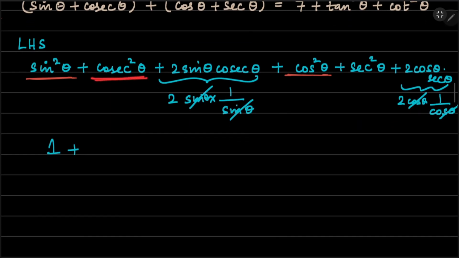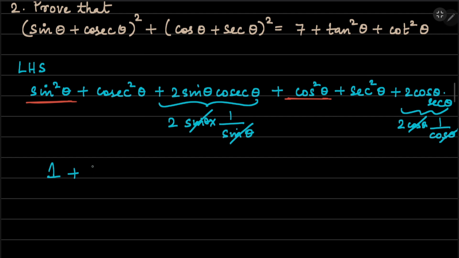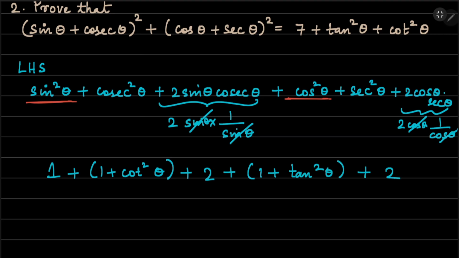So what is cosecant square equal to? It is 1 plus cot square theta, plus there is a 2 here, plus secant square, which is nothing but 1 plus tan square theta. Again, a plus 2 is left because cos into secant will get cancelled. Sine and cosecant will also get cancelled because they are reciprocal to each other. Now you can add all of these. 1 plus 1 is 2, 2 plus 2 is 4, plus 1 is 5, plus 2 is 7.